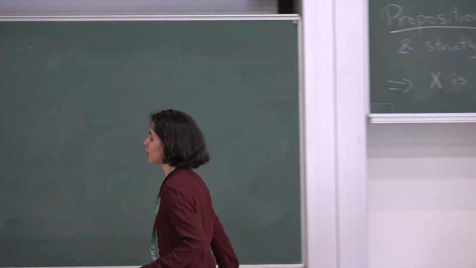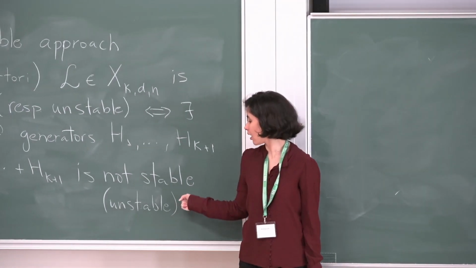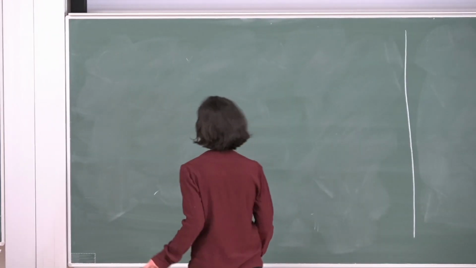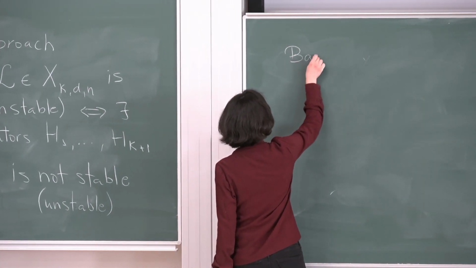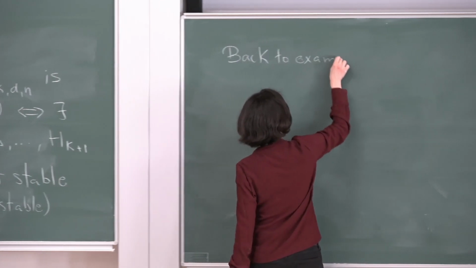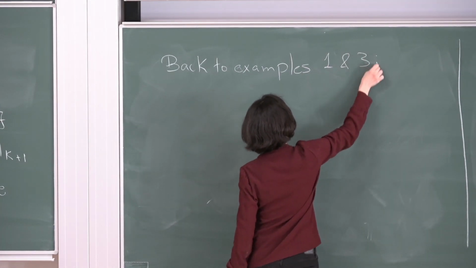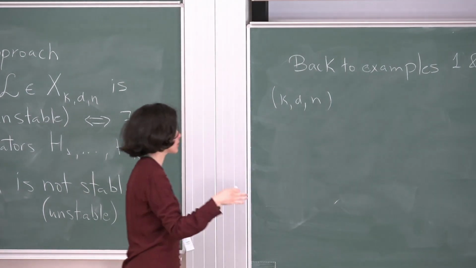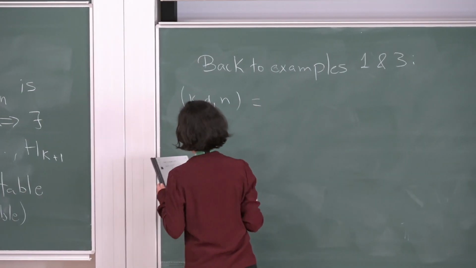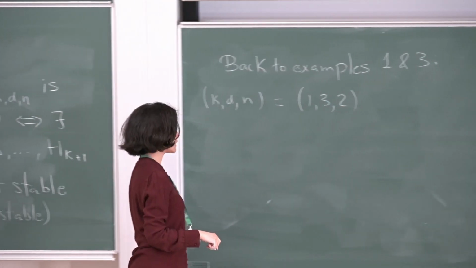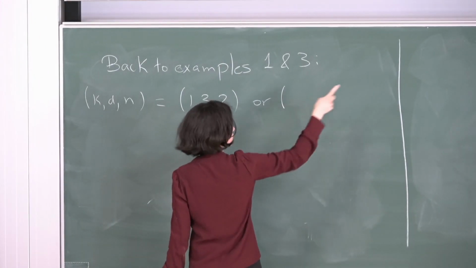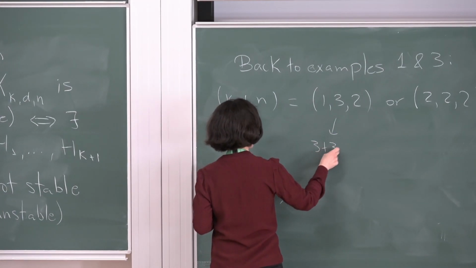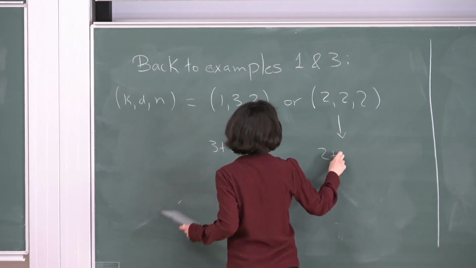So let me now just finish by going back to the examples that I considered and see how we can actually apply this result. What happens is that in the first and the third examples, the triplets of natural numbers that we considered were the following. First we considered pencils of cubics, so 1, 3, 2. And then we considered nets of conics, so 2, 2, 2. And then 3 plus 3 is 6, and 2 plus 2 plus 2 is also 6.